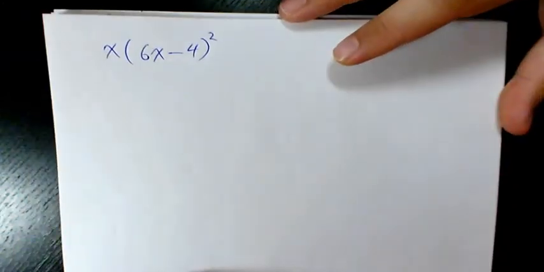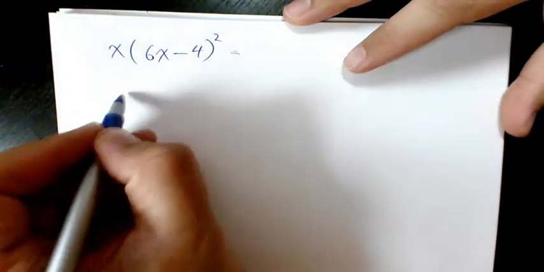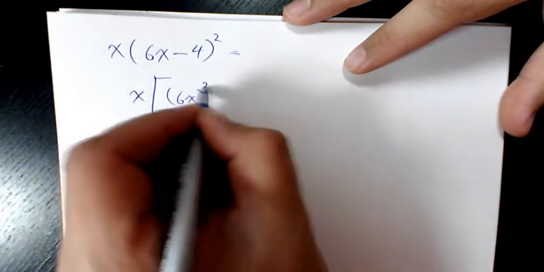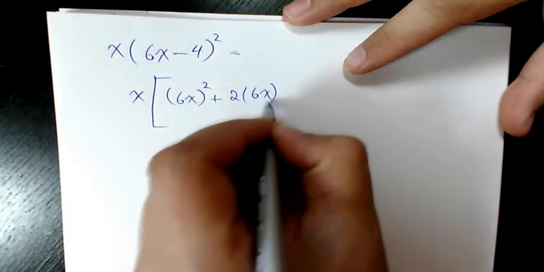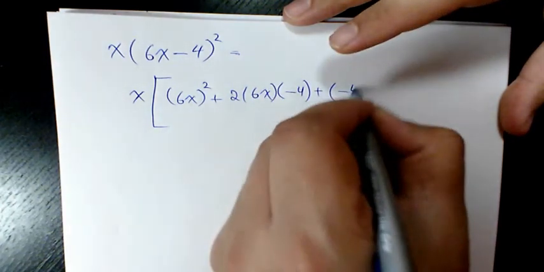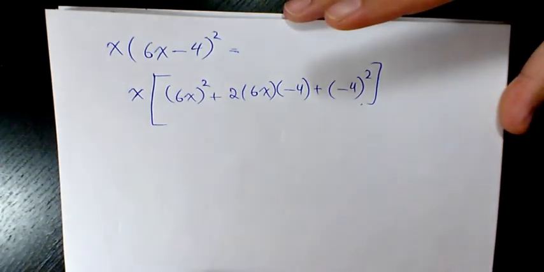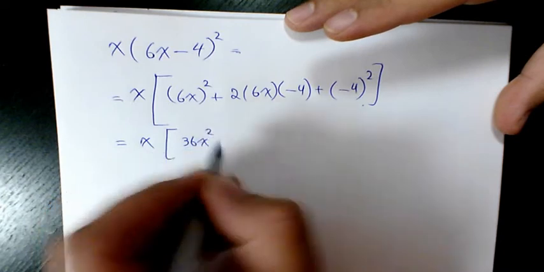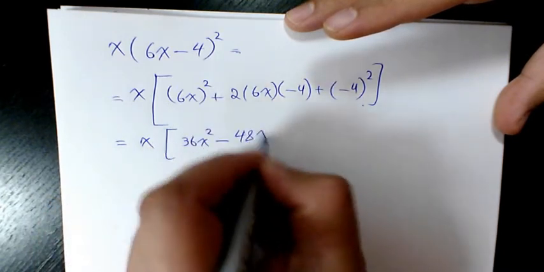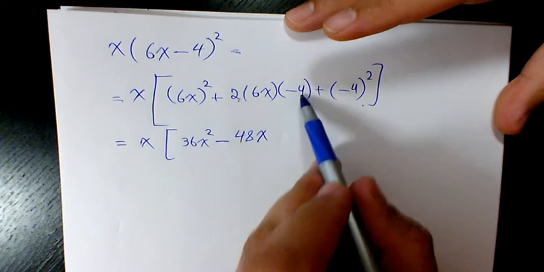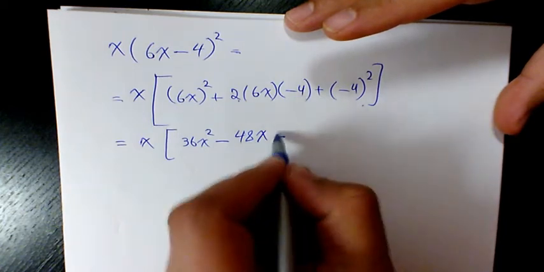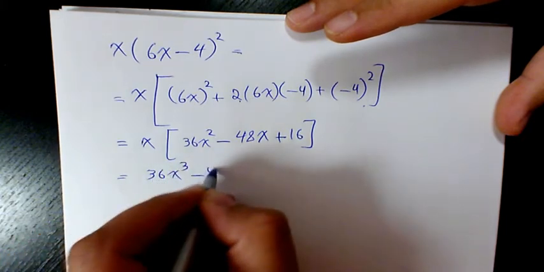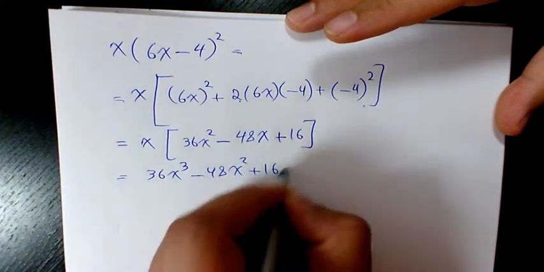How do you expand this? Again, we expand the one in the bracket first. It's going to be (6x)^2 plus 2 times 6x times negative 4 plus negative 4 to the power of 2. That's equal to 36x squared minus 48x, because 2 times 6 times negative 4 is going to be negative 48x, plus 16. That will be 36x cubed minus 48x squared plus 16x.